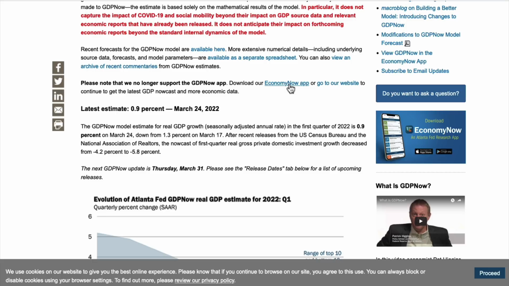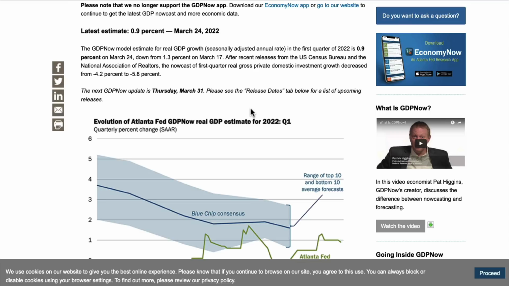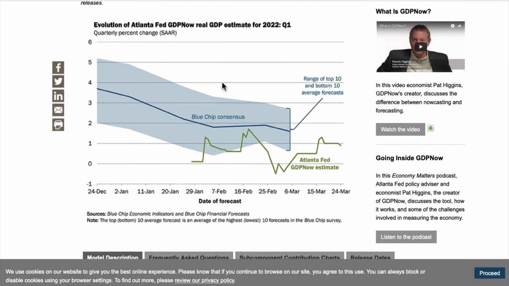I mean, if you're going to visit the site, the app doesn't have that much more other than the notification, but it's updated every Thursday anyways, right? So the GDP Now model estimate for real GDP growth in the first quarter is 0.9 on March 21st, down from 1.3 on March 17th. We've already read that. The next GDP Now update is Thursday, March 31st. Please see the release dates tab for a list of upcoming releases.